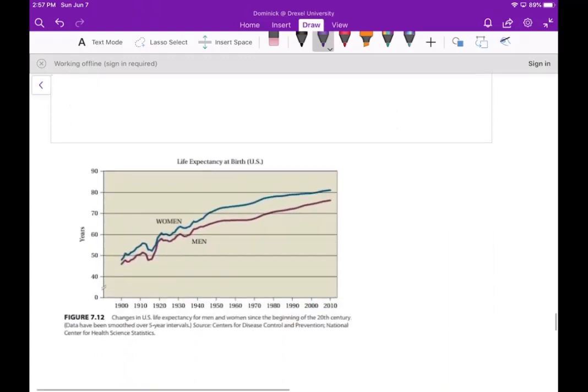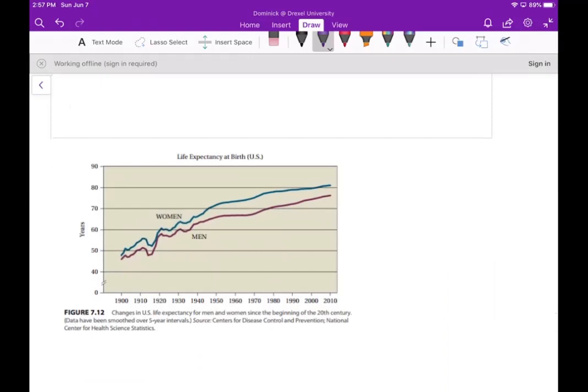Okay, now if we look at this graph, it looks like from 1900, our life expectancy started down here. And of course, it's different for men and women. But in 1900, it looks like the average male could live to about 46, whereas the average woman could live to about 48. And then based on this graph in 2010, it looks like men have jumped to about 77 and women have jumped to about 81.